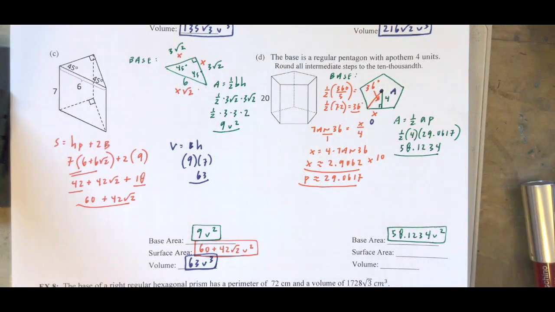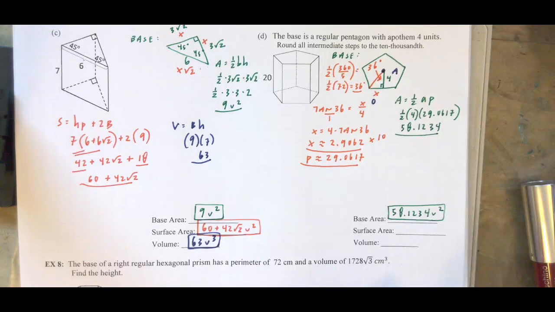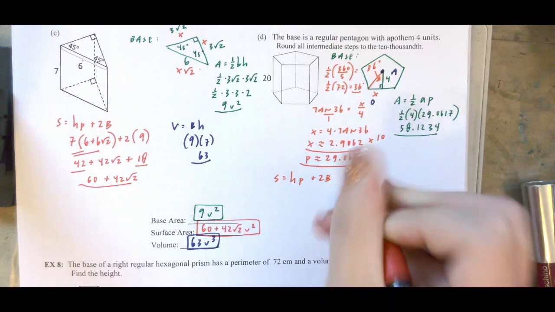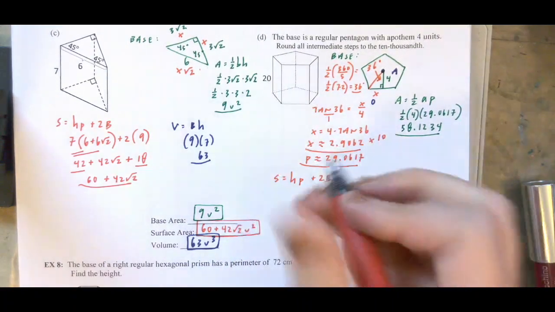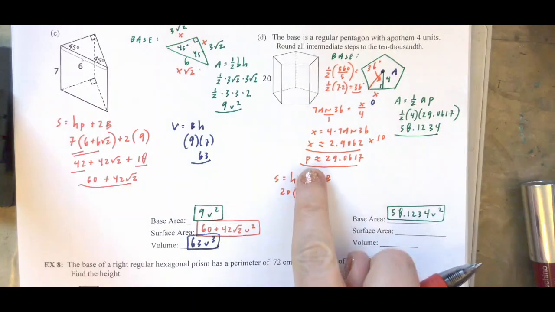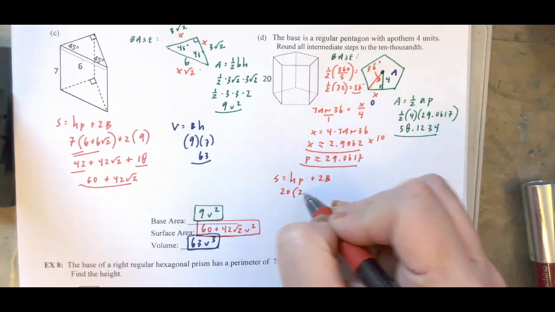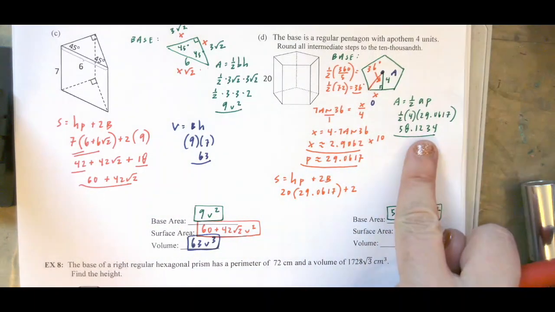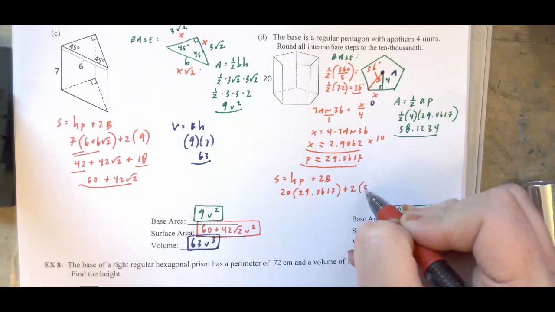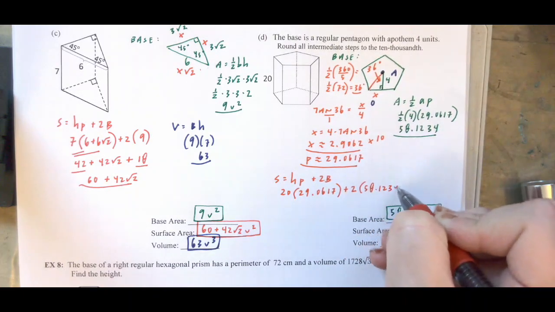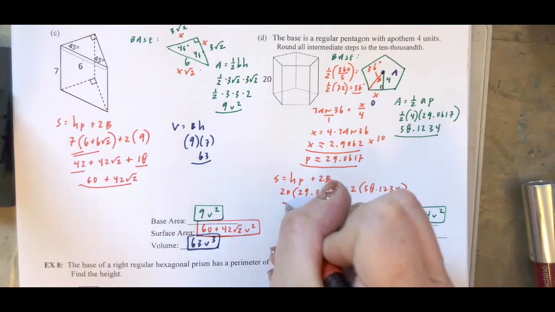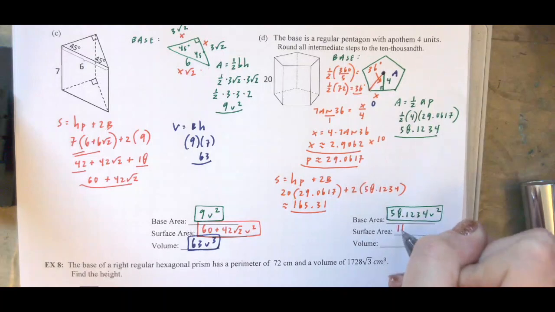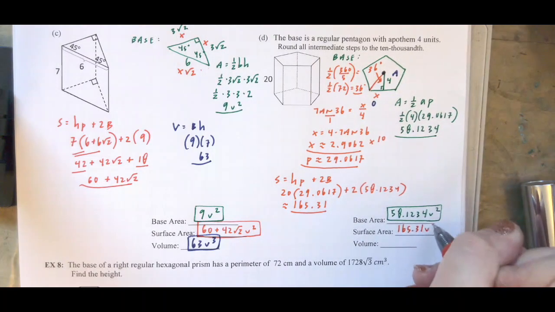So now if I build off that to get to surface area, slide that up a little bit, HP plus 2B. So height of the prism is 20, times the perimeter of the base, that's what I solved for here. So 29.0617 plus 2 base areas right there, 58.1234. Okay, that's going to get me about 165.31 units squared.